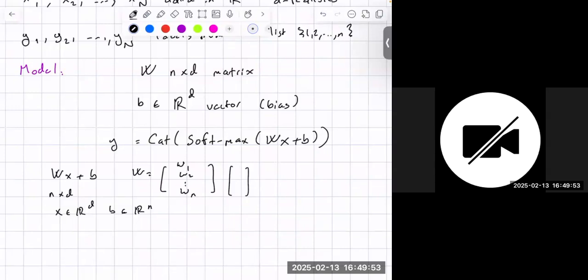When you look at how Wx looks, let's say this is my data x here, with d features. The first entry will be literally the first row, dot product or inner product with x. The second entry will be the second row, inner product with x. It goes like this. And then let me be lazy and also add the b right here.